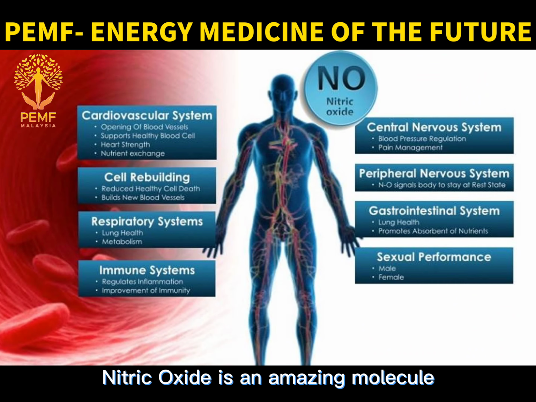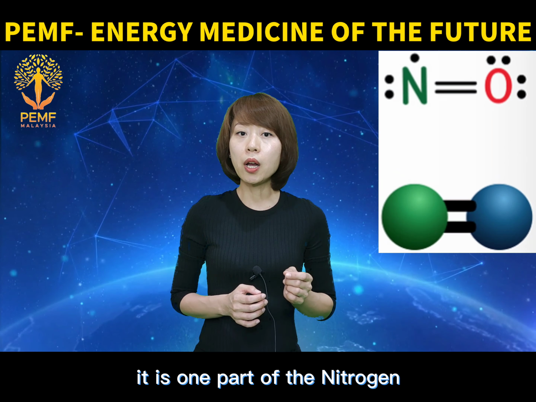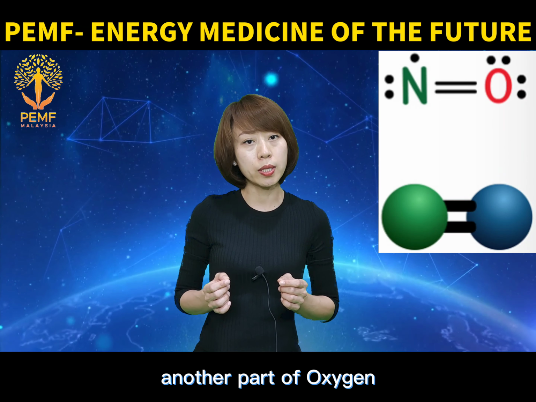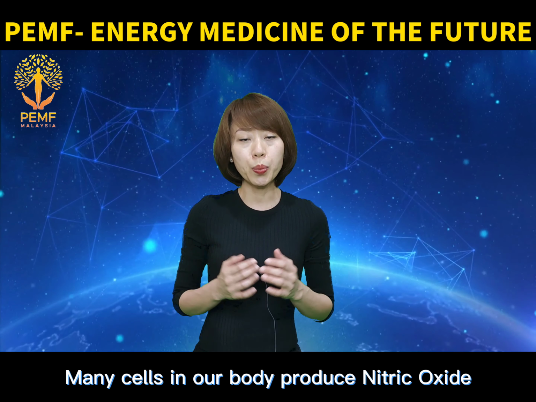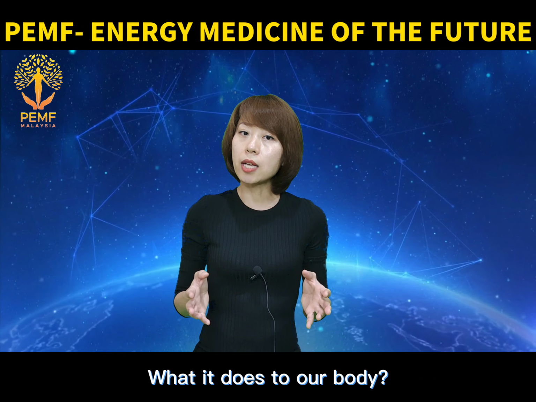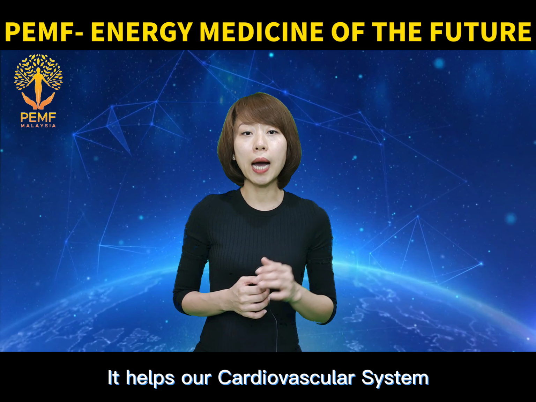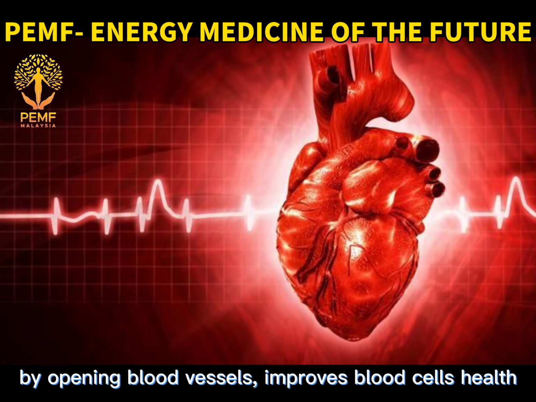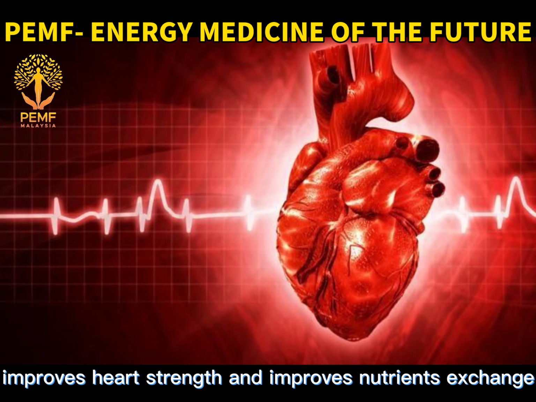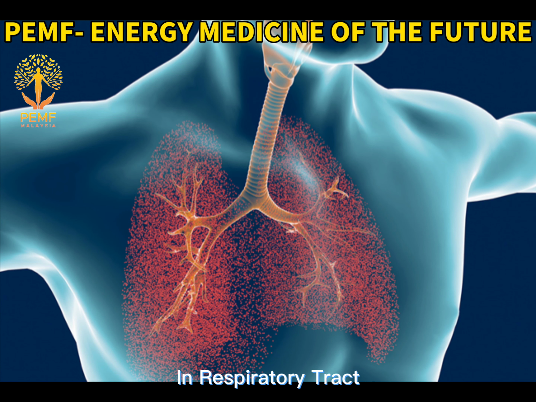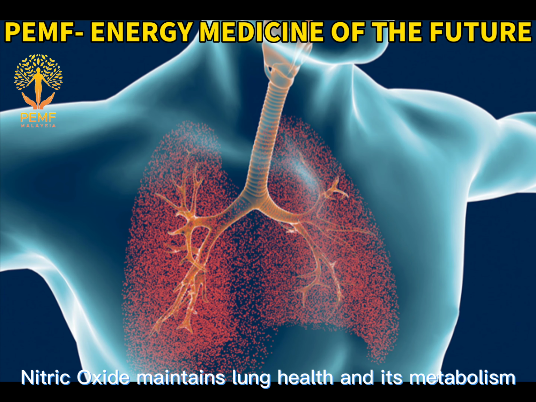Nitric oxide is an amazing molecule. It is one part nitrogen, another part oxygen. Many cells in our body produce nitric oxide. What it does for our body is help our cardiovascular system by opening blood vessels, improving blood cell health, improving heart strength, and improving nutrient exchange. In the respiratory tract, nitric oxide maintains lung health and its metabolism.